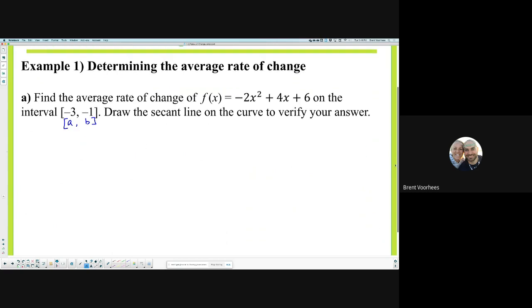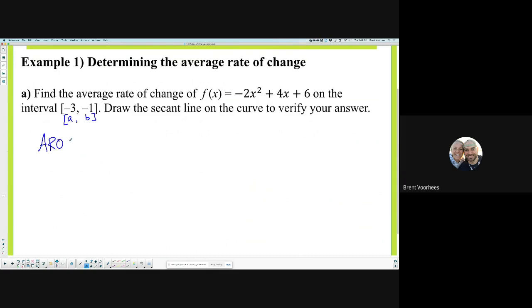So if we use our formula from the previous slide, it said AROC. What did AROC stand for? It was the change in y divided by the change in x, also shown as f of b minus f of a, over b minus a. Now, what is our b? -1. So put f(-1) minus f(-3), over b minus a, which is -1 minus (-3). I'll put that in parentheses because it's a double negative.